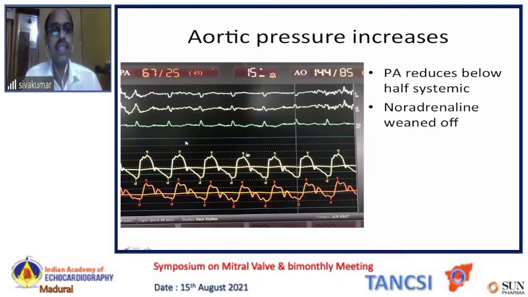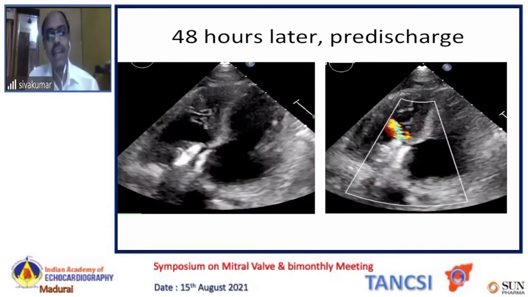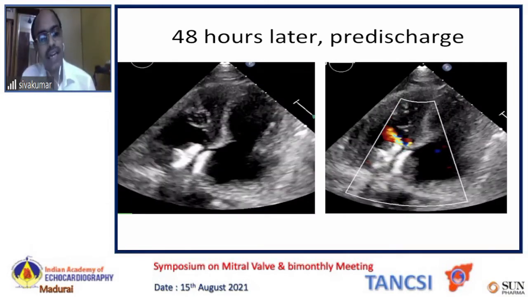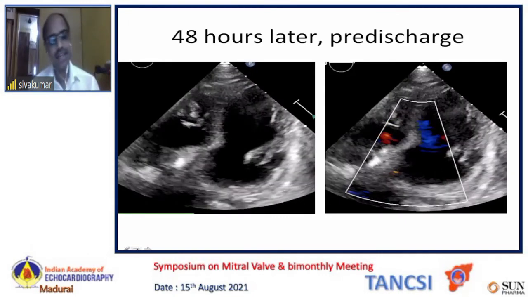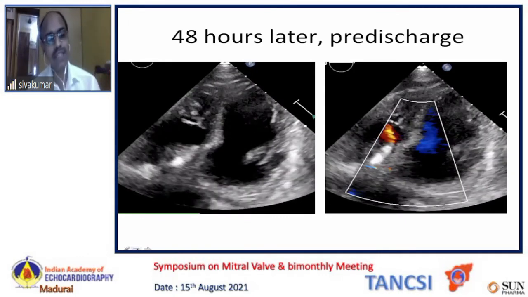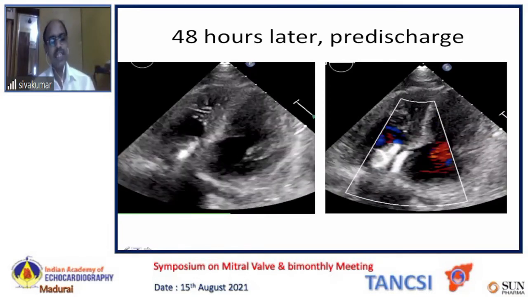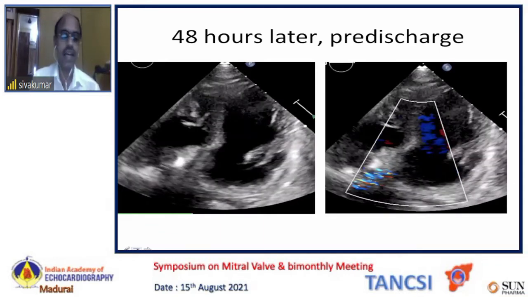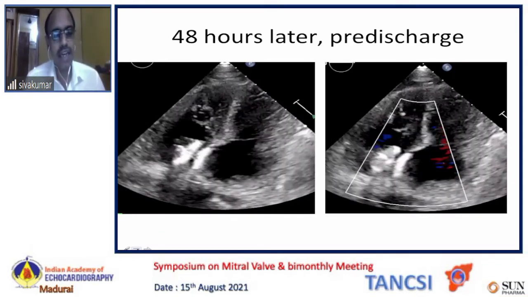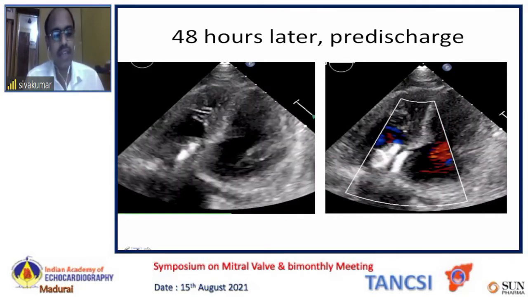And this is 48 hours later, at the time of pre-discharge. So an interesting scenario of a 91-year-old man with a ventricular septal rupture who was resuscitated actively by multiple shocks and airlifted, and could get a good functional result finally at the end of 48 hours. Actually, he was up and about.